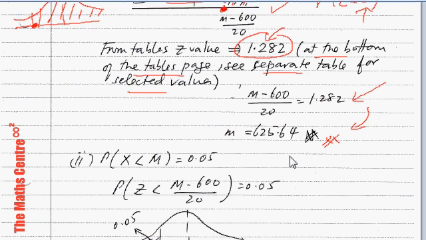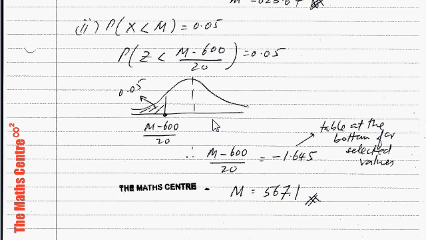Good. The next part of the problem says 5% of the lettuces have a mass less than m. Find m. Let's write it in the form of a probability: the probability of x less than m is 0.05. As usual, we have to convert it to a z. So we write the probability of z less than (m minus 600) over 20 equals 0.05.